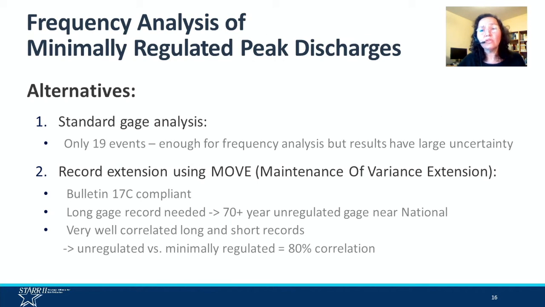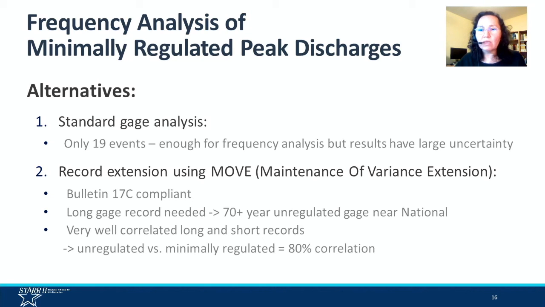So at this point, we could have moved ahead and performed the standard gauge analysis on the 19 or 18 identified events. However, to reduce associated uncertainty and improve our estimates, we took the extra step of extending the minimally regulated record using the MOVE method, as recommended by Bulletin 17C guidelines. To give you perspective, the frequency curve obtained with the 19 minimally regulated events had really high skew coefficient for the region, and the 1% estimated flow was out of range of what we were expecting. So we thought it would be really beneficial to apply record extension.